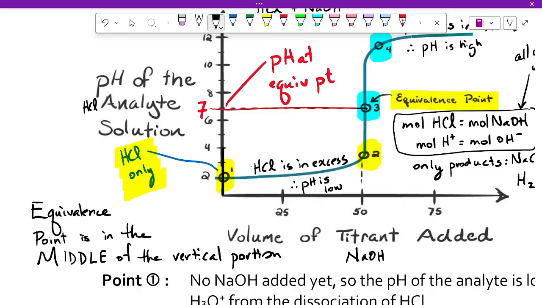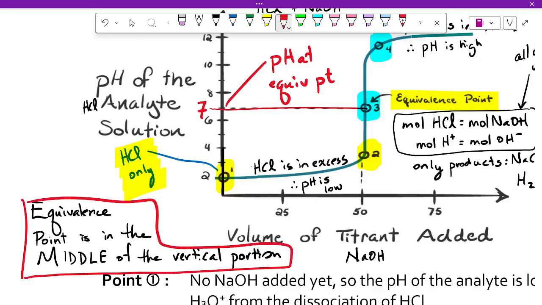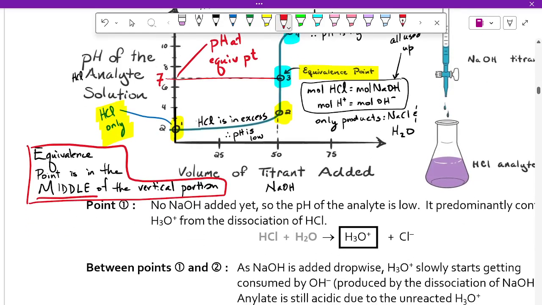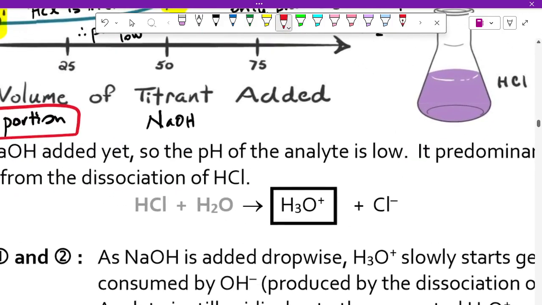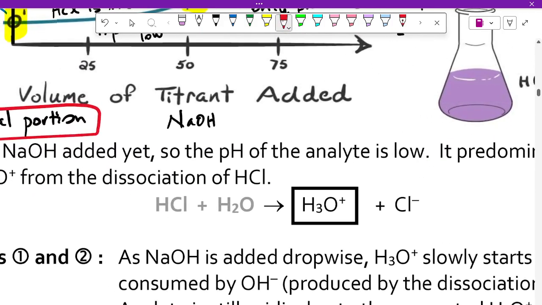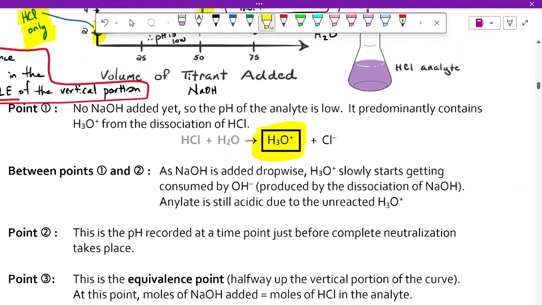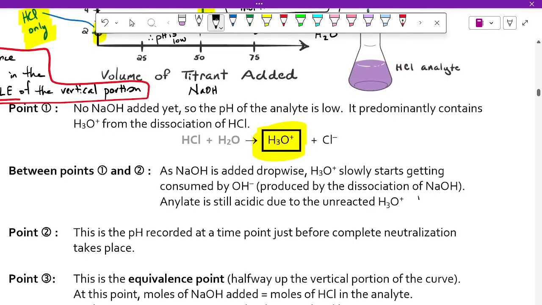Okay. The equivalence point is in the middle of the vertical portion. At 0.1, we had no NaOH added yet, so the pH is low because all we've had is HCl reacted with water, and all we've got is H3O plus initially. Between 1 and 2, HCl is in excess.